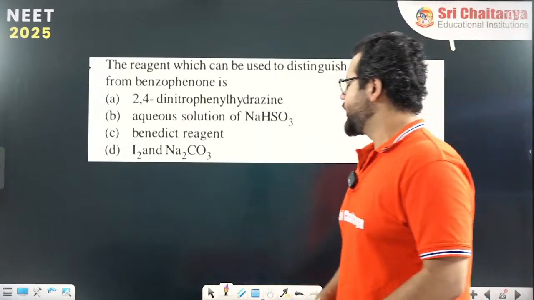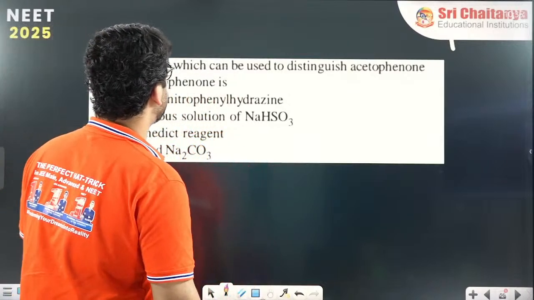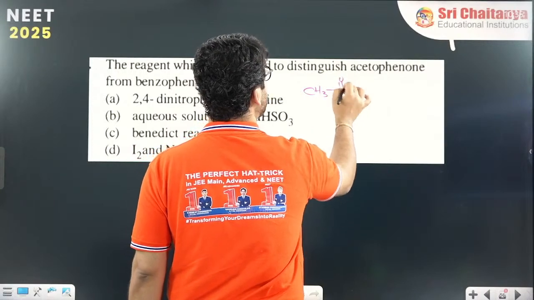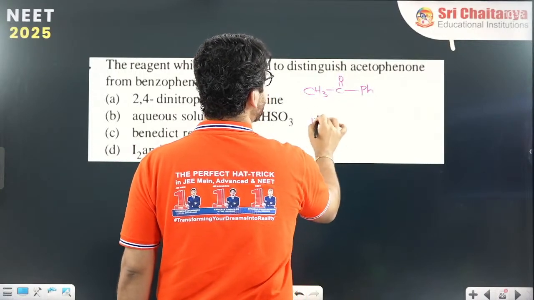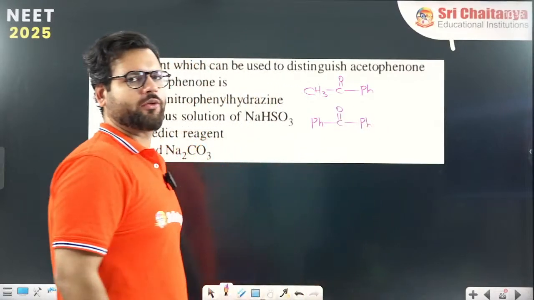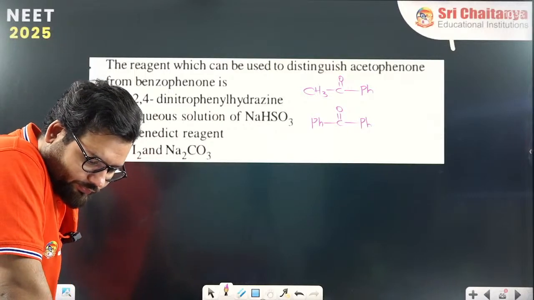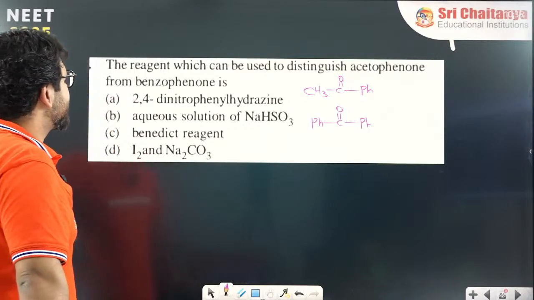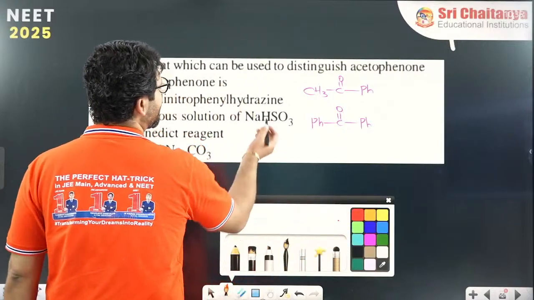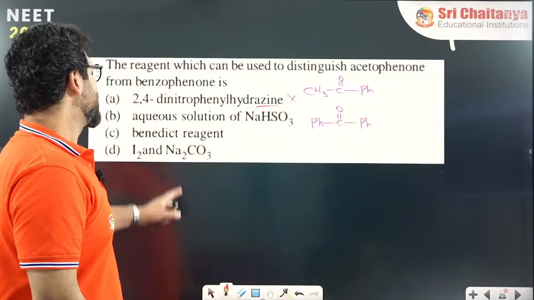Next one. Reagent which can be used to distinguish acetophenone from benzophenone. Acetophenone is CH3CO phenyl group. Benzophenone is phenyl CO phenyl, diphenyl ketone. So, the first one is the 2,4-DNP test. Every carbonyl group gives the 2,4-DNP test. So benzophenone will also give it, you can't use it.